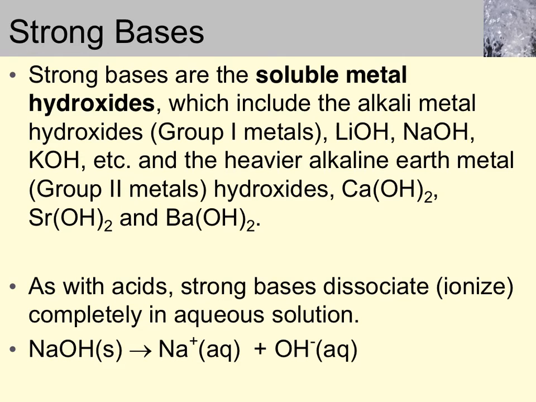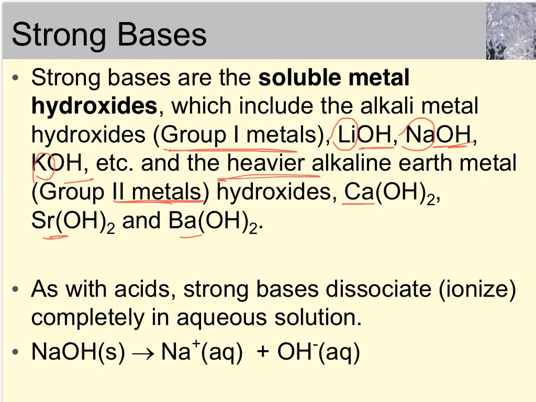So the strong bases that you need to memorize are all made with group 1 metals, lithium, sodium, potassium, etc., cesium, combined with a hydroxide. Those are all strong bases. And then the heavy group 2 metals, those are the alkaline earth metals, calcium, strontium, barium. The alkaline earth metals that are higher up in group 2 on the periodic table, for example, magnesium hydroxide, are weak bases.